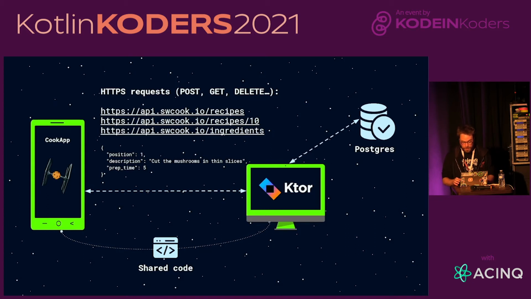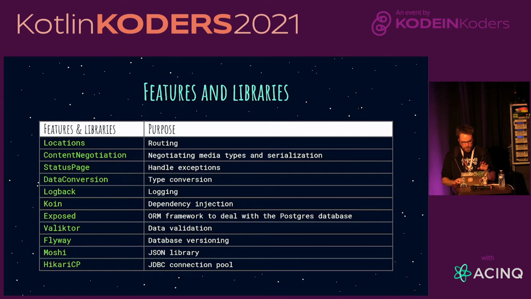So our Ktor application on the backend side will talk with a Postgres database, and then our Android app or whatever client app will communicate with this backend application. And we're going to share some code between the client and the backend applications. Okay, this is mostly the feature I will be talking about today.